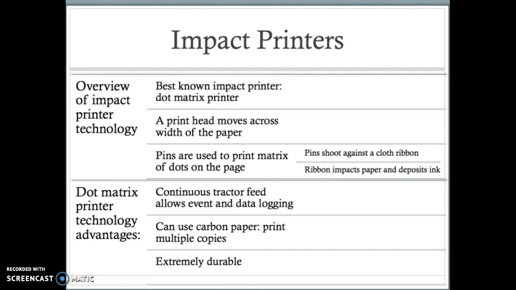The dot matrix printer technology advantages are the track feeder, which people used forever because the paper has holes in the side, so you can just keep printing and printing and printing. The other thing is you can use carbon paper, which many of you are going, huh? What's that? It's really easy to just say print to, but it does give you that opportunity, and it's very durable. And then lastly is thermal printers.